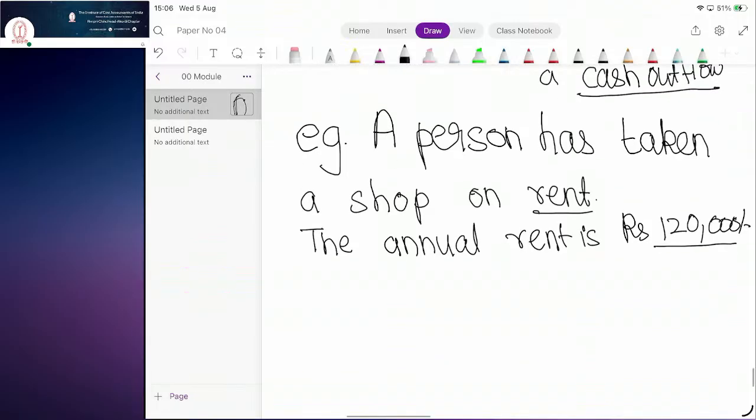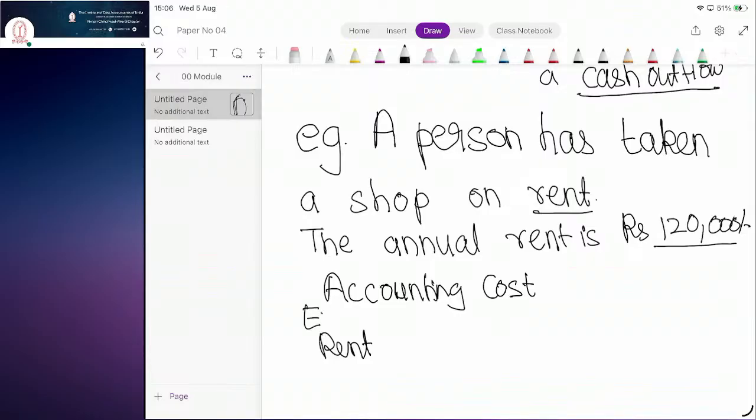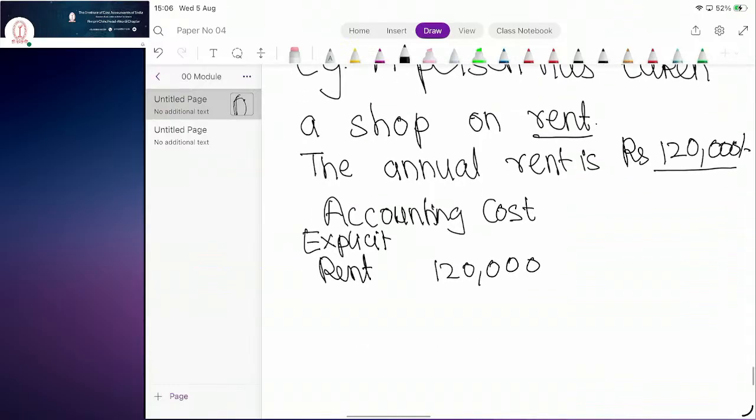Now if you look at the accounting cost, yes, it will get recorded as rent because it is an explicit payment. It is an explicit cost and it will get recorded as rent of 1,20,000. Correct? Now think about a second scenario. ये समझ में आया सबको?